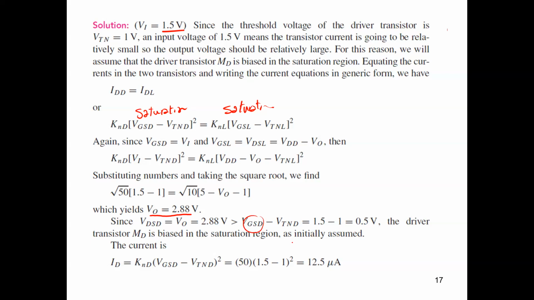Finally, after getting the VDS, we can now substitute in our relation in order to get the current value. So whatever the relation now of the upper or lower MOSFET, you can use any of these MOSFETs to get the current. So this would be the current in this case.